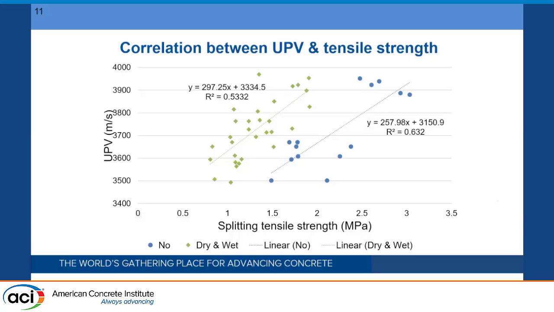There was also a positive correlation found between UPV and the splitting tensile strength. This was moderate for the specimens with no interlayers, with R2 equal to 0.63, but it was weaker for specimens that had interlayers, with an R2 of around 50%.